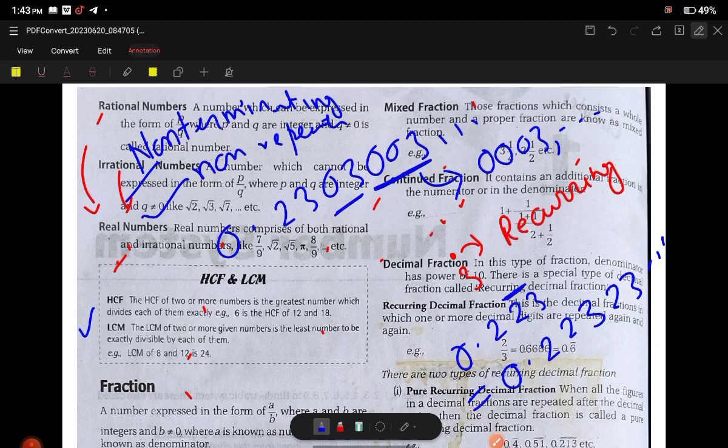If it is non-terminating, then it will be repeating, otherwise terminating. And in case of an irrational number, both are non: non-terminating, non-repeating. But in case of rational, one will be non and the other will not be non, meaning non-terminating repeating. I hope you have understood.